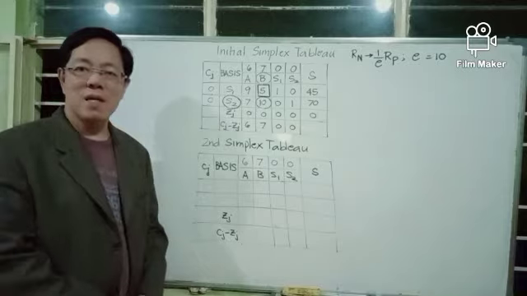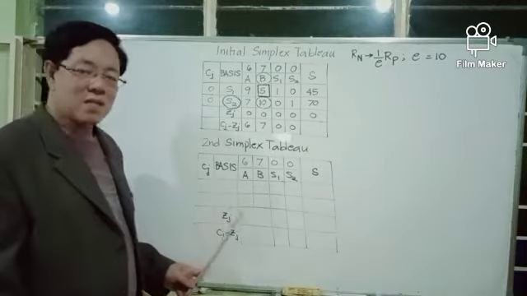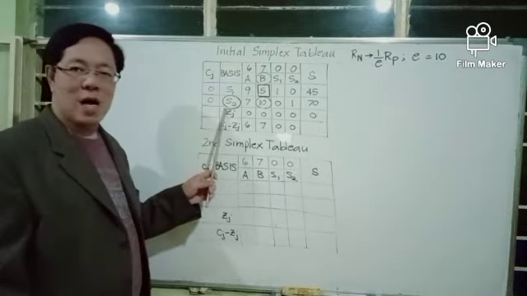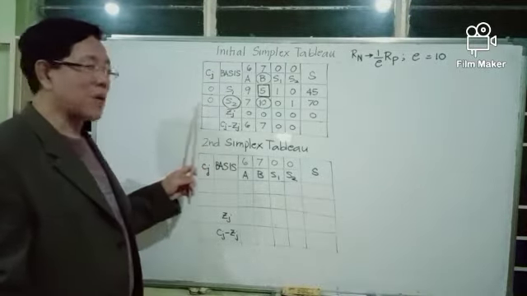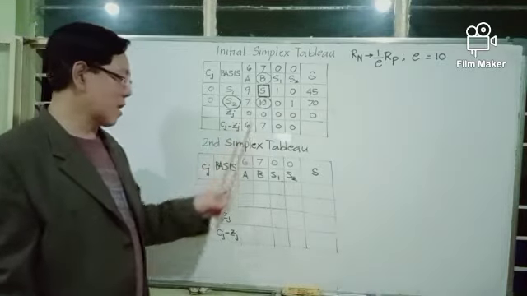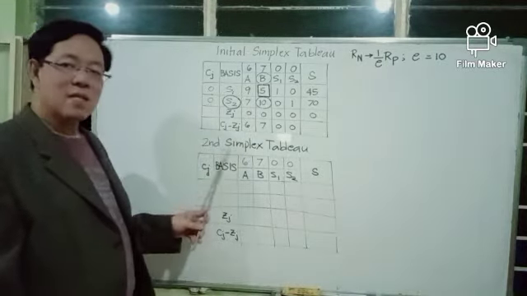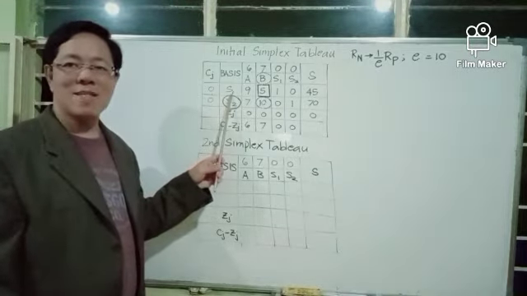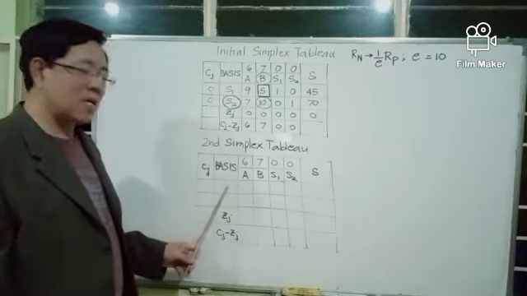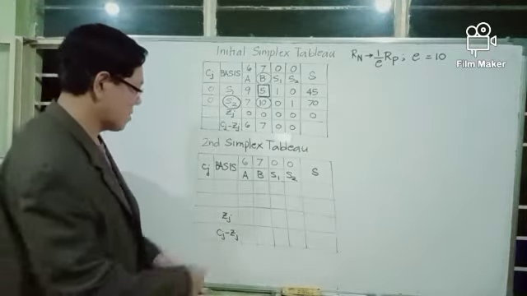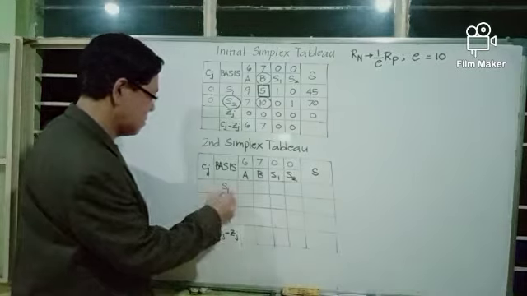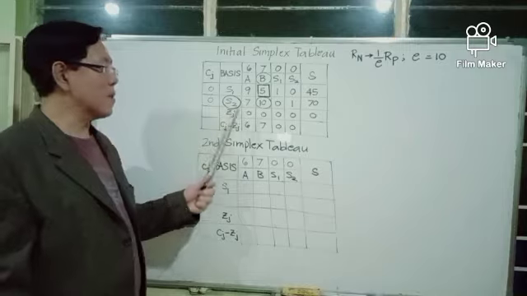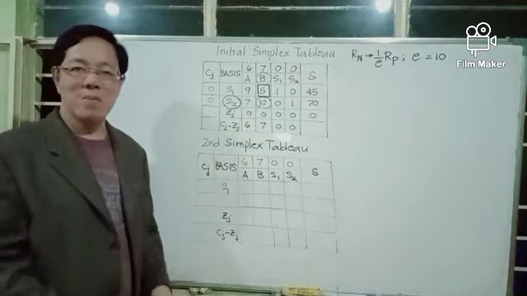First, we determine the variables in the basis column for the second simplex tableau. We said that S2 is the outgoing variable. It will be replaced by the decision variable B in the second simplex tableau. And S1 will remain in the basis column. We now replace S2, the second slack variable, with the decision variable B.